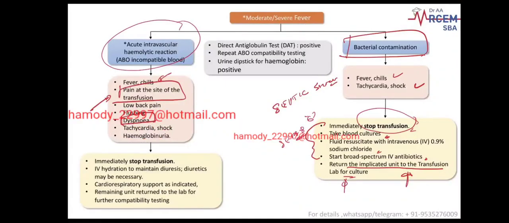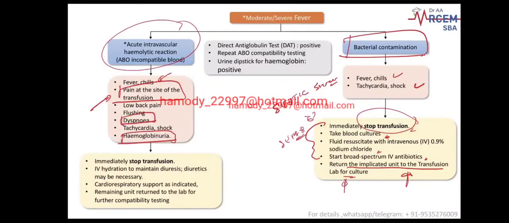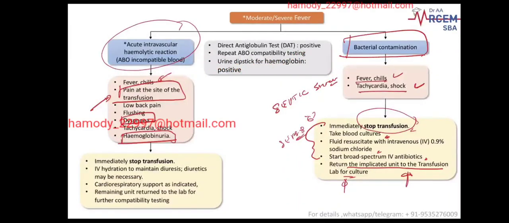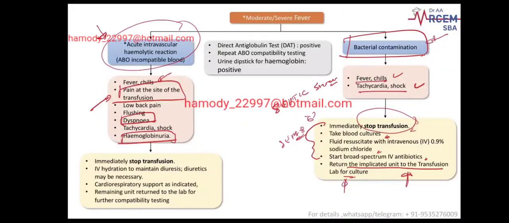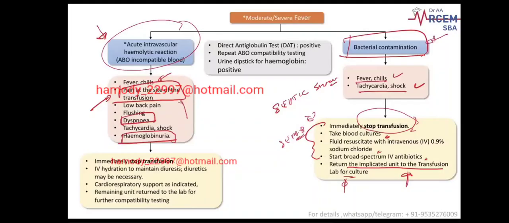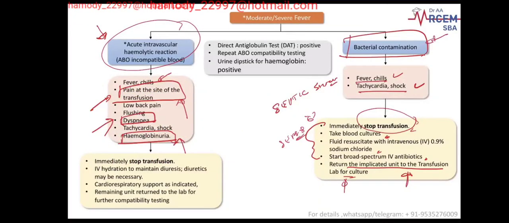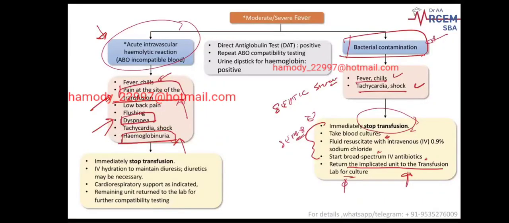Dyspnea, additional important. Hemoglobinuria, additional important. Tachycardia and shock. So some features overlap. For example, fever, chills, tachycardia, and shock can be seen in bacterial contamination, and can be seen in acute intravascular hemolysis. What helps to differentiate? Pain at the site of transfusion, shortness of breath, hemoglobinuria. These are not seen in bacterial contamination. If these are present, then you're strongly suspecting an ABO incompatibility, also known as acute intravascular hemolytic reaction.